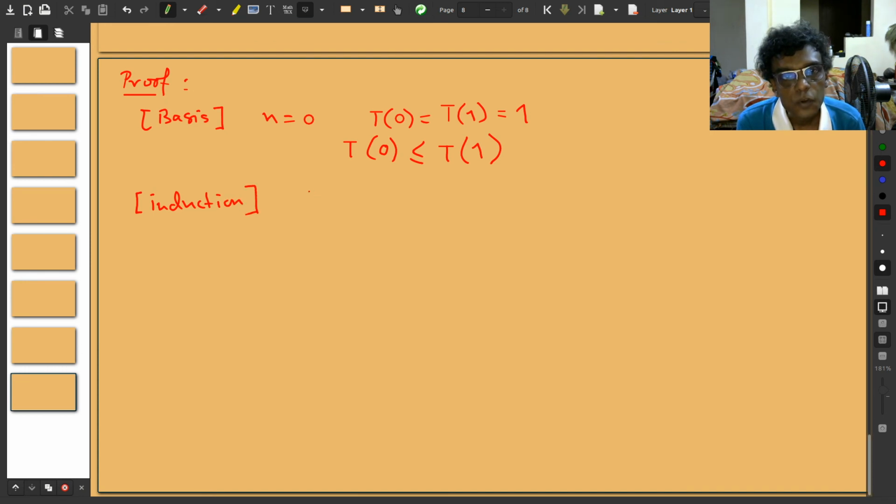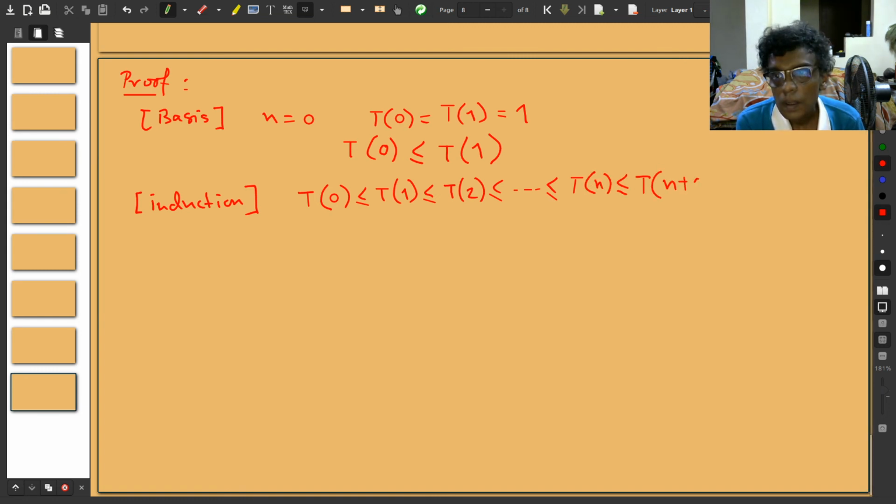I will assume that T0 is less than or equal to T1, less than or equal to T2. All these inequalities I will assume, up to n, right? Yeah, up to n: Tn less than or equal to Tn plus 1. Okay.